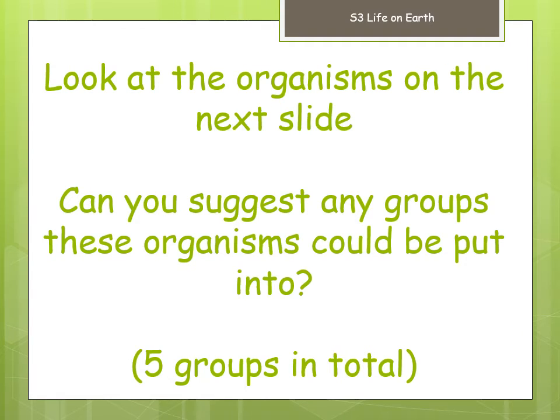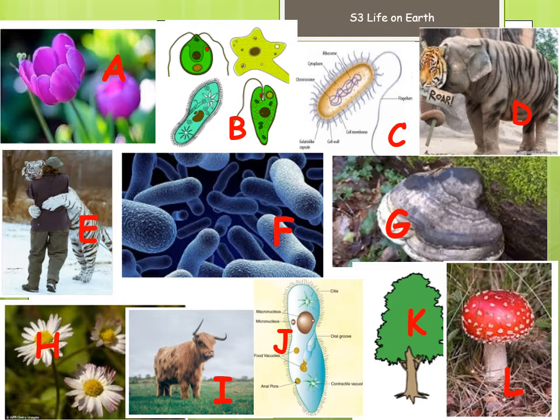So on the next slide, what I'm going to do is put a large selection of living organisms. What I'd like you to do, again, if you could pause the video, have a look at those organisms and see if you could put them into groups. There's 5 groups in total. Do you have any idea how you could group those things together into 5 groups? So here are the different organisms. They're labeled A to L, so have a good look at them. You can pause the video here and see what you think, how they could be grouped together, and then I'll take you through the detail.